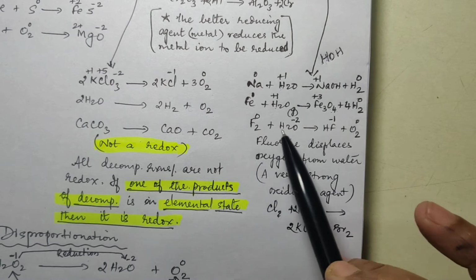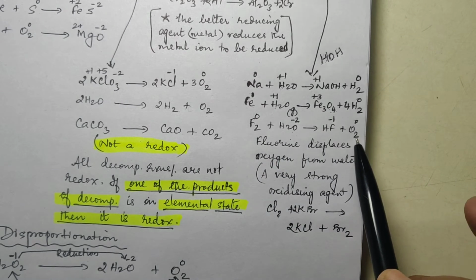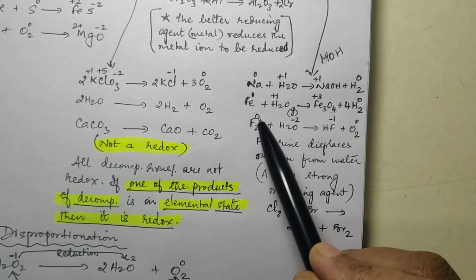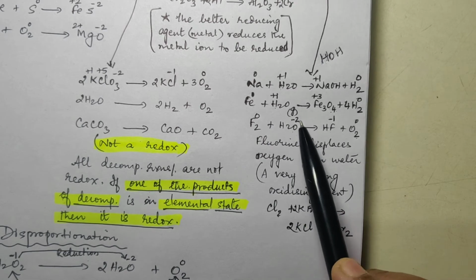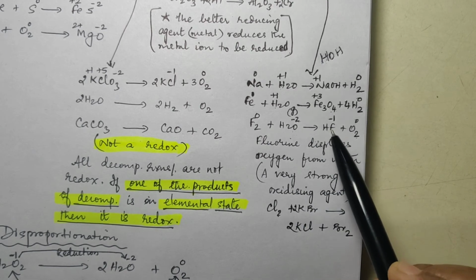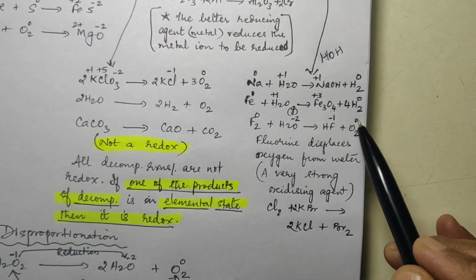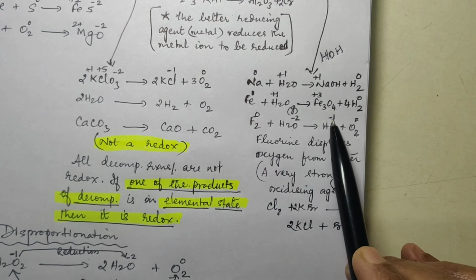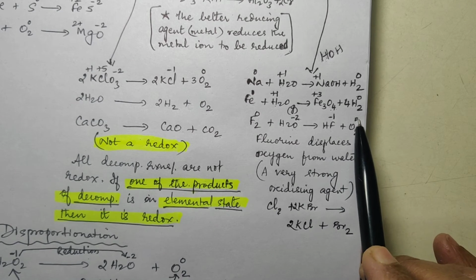Say for example F2 plus water. F2 plus water is giving you HF plus O2. Now look at the oxidation state. Elemental state, so it is 0. In water, O has -2 charge. In HF, F has -1 charge. And O2 is elemental state, so it is 0. So here 0 to -1, that is reduction. -2 to 0, that is oxidation.